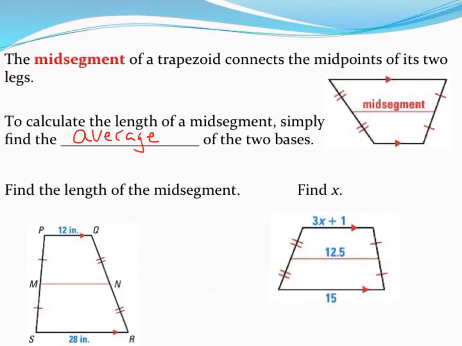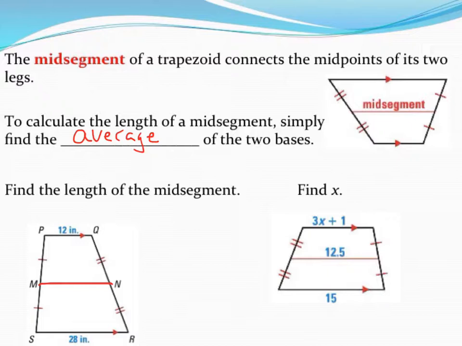A midsegment is a segment that connects the two legs of a trapezoid and is parallel to the two bases. In other words, it's a segment that goes right down the middle of a trapezoid. It bisects the two legs. To find the length of a midsegment, because it's right in the middle, all we're going to do is find the average of the two bases. So add up our two bases and divide by 2, since it is just in the middle.